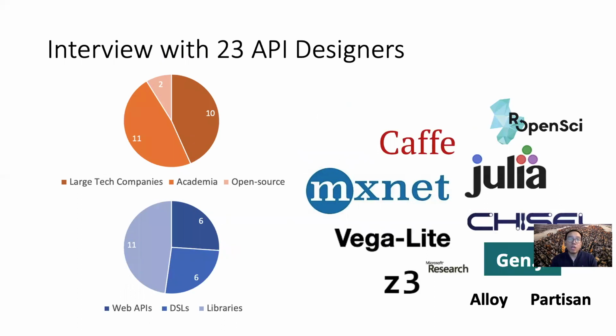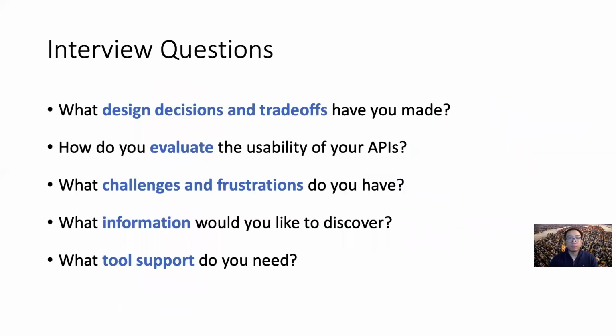Some of the participants in our interview study are from large tech companies, and some of them are from academia and open source communities. The company names are anonymized as requested by our participants and not shown in this slide. These participants also work on a variety of APIs. 11 of them work on libraries and frameworks such as MXNet and Caffe. 6 of them build packages and libraries to support programming languages like Julia and Chisel. And 6 of them work on web APIs.